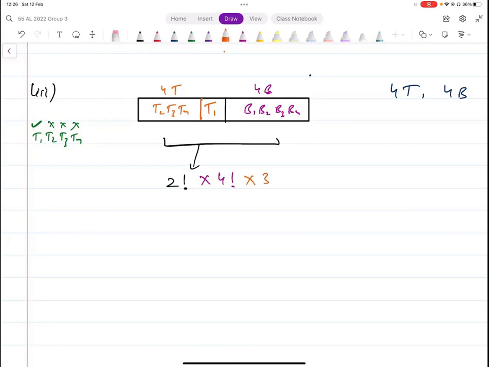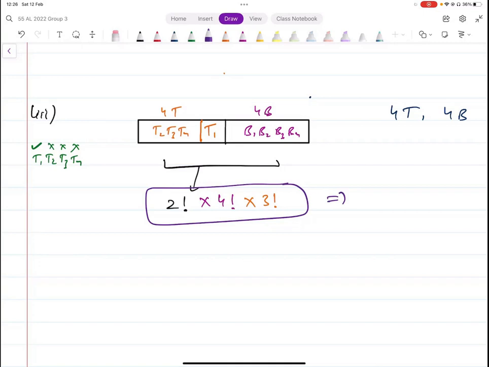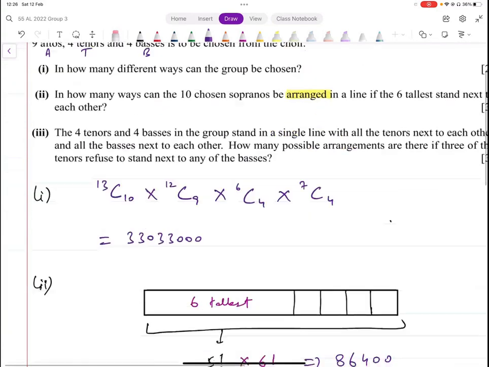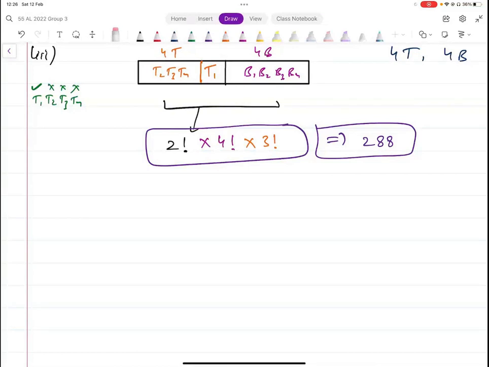Unka kya ho jayega? We've got 3 factorial. Does that make sense to everyone? So this is the total number of ways that we have for this. And writing this and the final result, which is 24 times 6, that's 288. This one line is 3 marks.